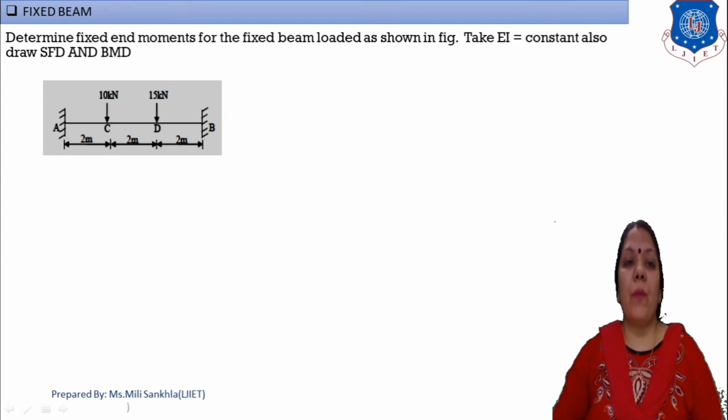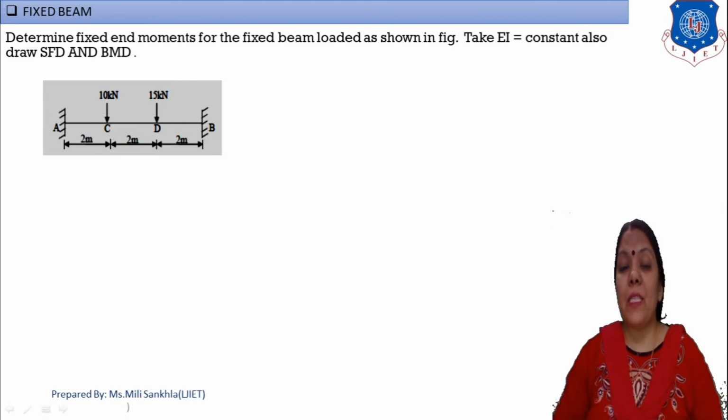Determine the fixed end moments for the fixed beam loaded as shown in the figure. Take EI constant. Also draw the SF and BM diagram. Okay, here we find the fixed end moments and also draw the SF and BM diagram. But guys, here no method is mentioned, so we solve this example by equation.